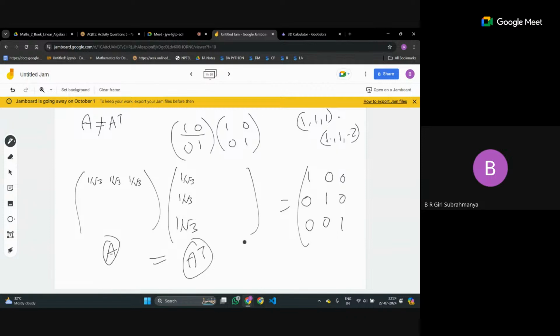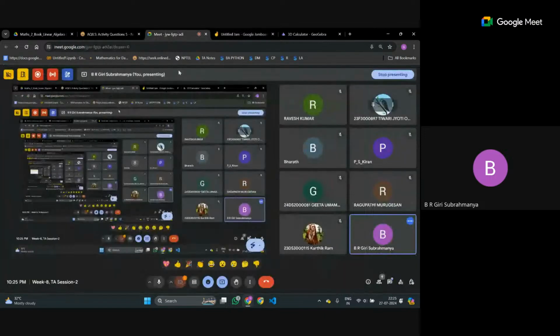What is the length of this? 1 square plus 1 square plus 4, this is going to be 6. So the length will be root 6. Okay, so you can have 1 by root 6, 1 by root 6, and then minus 2 by root 6. You can put this here. So this first row vector, when you multiply, you're going to get this 1 here. Now if you take this second row vector and multiply it with the first row vector, you're going to get 0 because they are orthogonal.